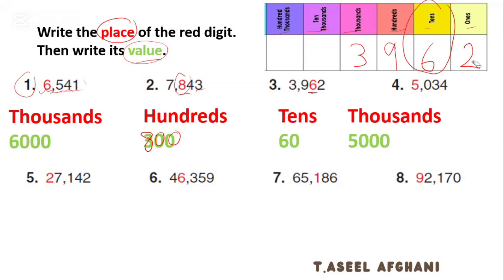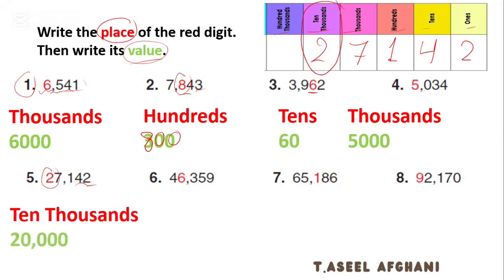What about number 5? Let's do it with each other. You have 2 in the ones place, 4 in the tens, 1 in the hundreds, 7 in the thousands, and 2 in the 10,000s. And he's asking about 2. So what is the name of the place, guys? It is 10,000s. And what about the value? We have 2 10,000s. That means we have 20,000s, right? Which means we write it like this, 20,000.